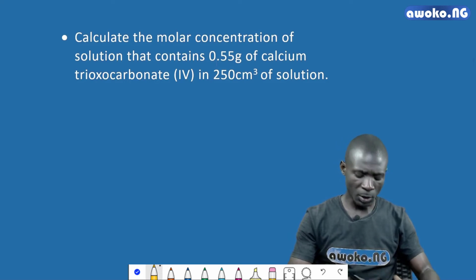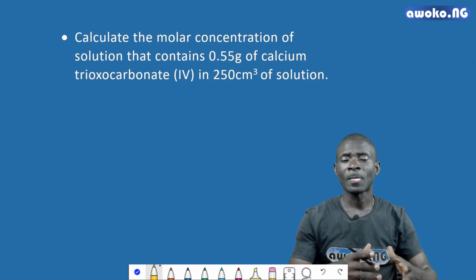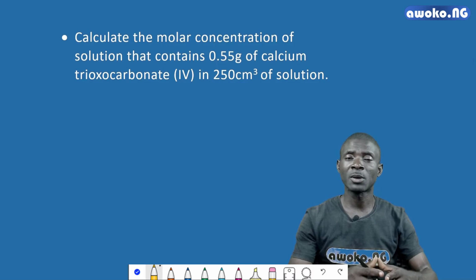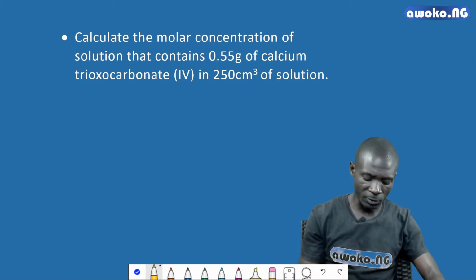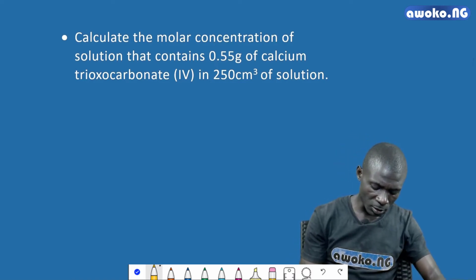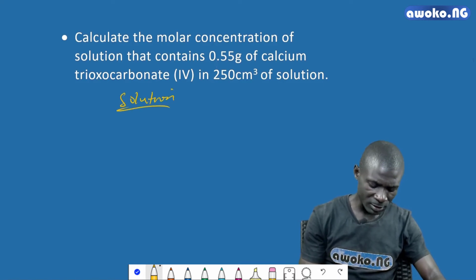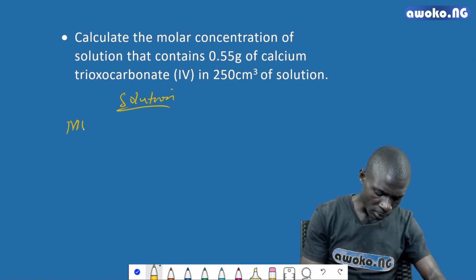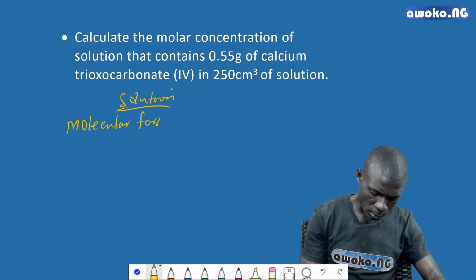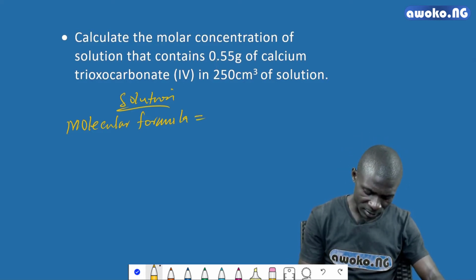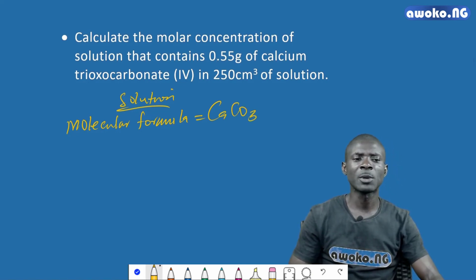Okay, now let's look at how we can calculate the molar concentration of the solution. Now before we do that, we are going to look at the molecular formula of calcium trioxocarbonate (IV), being a compound. So we have our solution to this question as this. The molecular formula of calcium trioxocarbonate (IV) is CaCO3. So that is the molecular formula of calcium trioxocarbonate (IV).